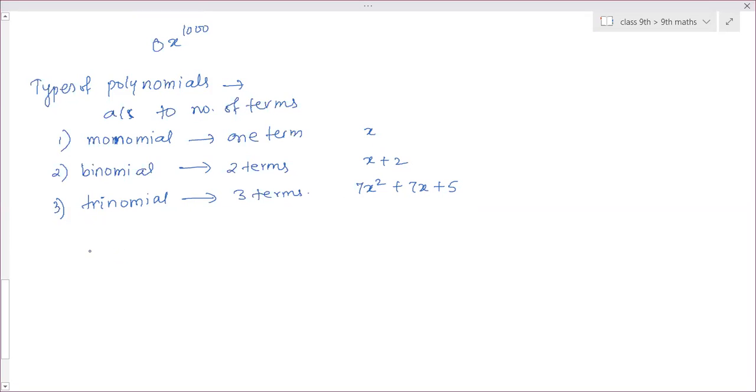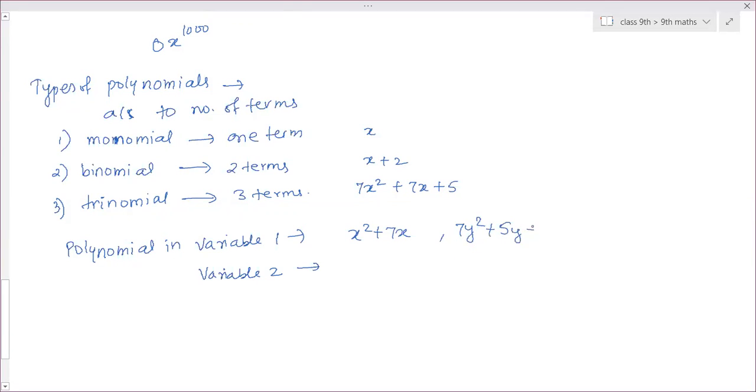Now polynomials are in variable 1 and variable 2. Polynomial in variable 1, variable 2 also. Two variables also and one variable also. One variable means only one alphabet we are using. So x square plus 7x, only one variable is used. Or 7y square plus 5y plus 2. This is also possible. So here only one variable is used, either x, y, z, anything. Any of the 26 alphabets we can use.